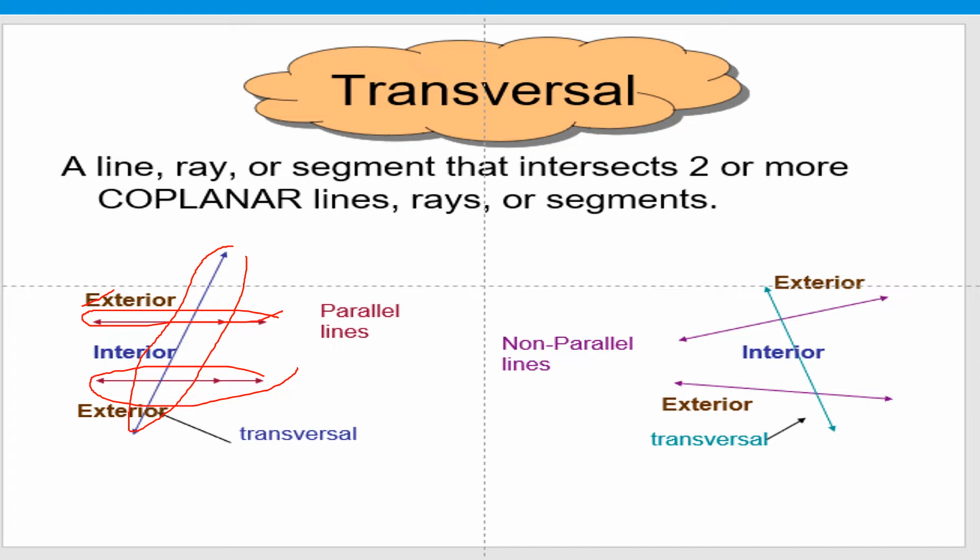For non-parallel lines, we have the interior and exterior here. So, why is that not parallel? Because as you can see, they will meet here. They will cross eventually. So, this is not a parallel line, but an intersecting line. Okay?